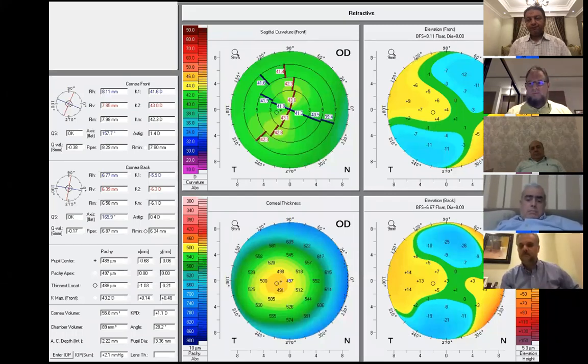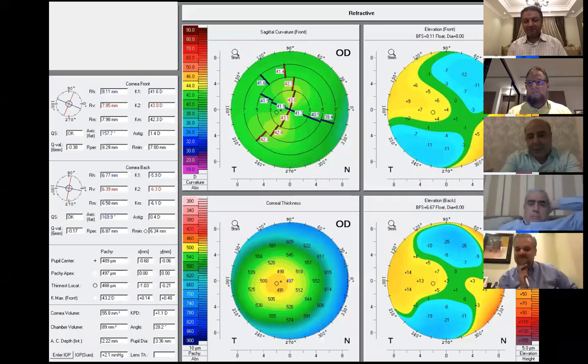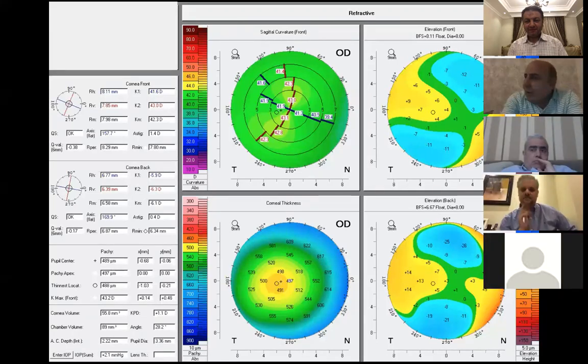Dr. Magdi? Thank you, Dr. Yasser. It's okay, but for me, usually hyperopic LASIK of more than 4, the results are not satisfying. For the left eye, it's +3, it's okay, but the +6, I don't think the patient will be happy.